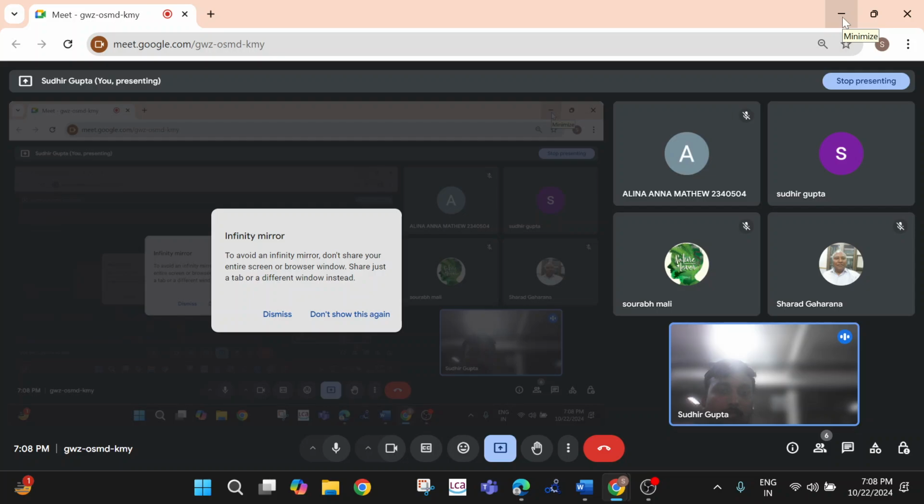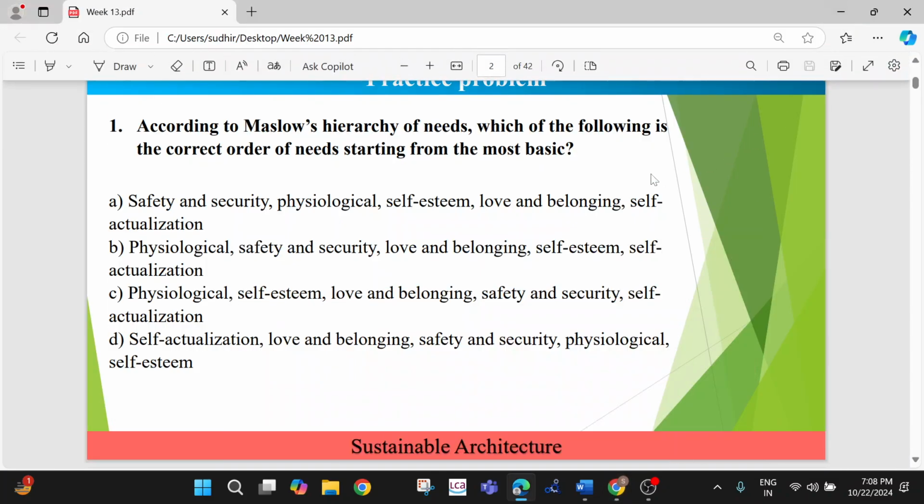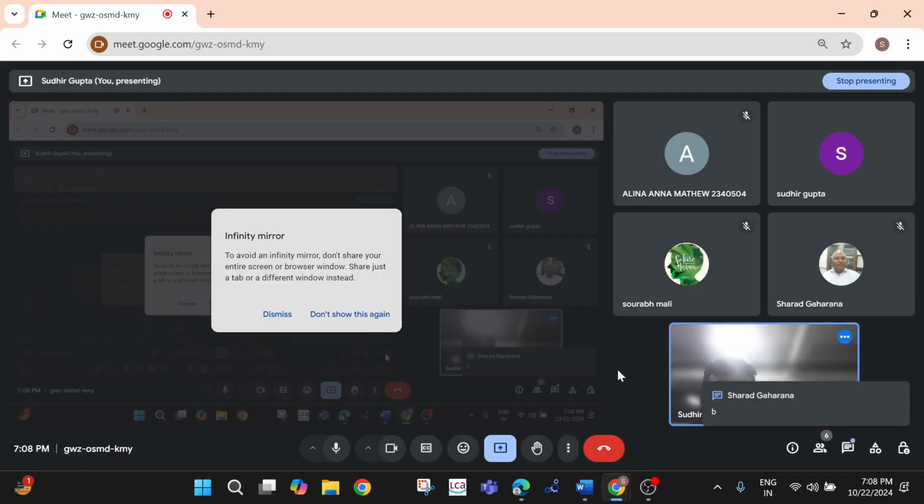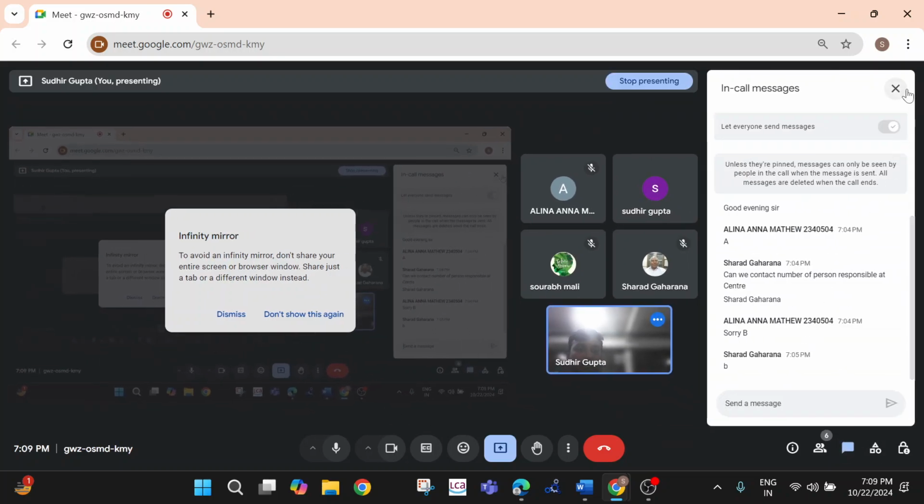Whatever queries you have related to the exam, the course or the software, we will discuss later. Let's try to finish these sample questions first. What should be the right answer for this question if it comes in the exam? Which of the following is the correct order of needs according to Maslow's hierarchy? Yes, B will be the right answer for this one.